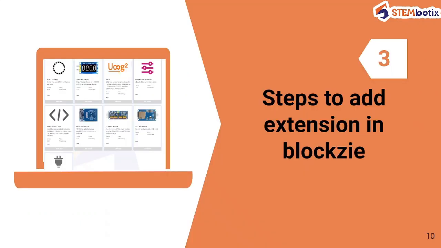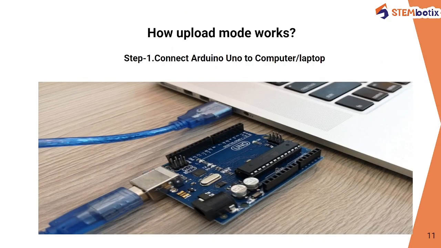Let's see how to add an extension in our Blockzie software and what the steps are. First of all, get all the equipment ready. Now connect the narrow end of the USB-B cable to the Arduino and the other end of the cable to the USB port of the PC. This USB-B type cable also helps to upload our program from the PC to the Arduino board.